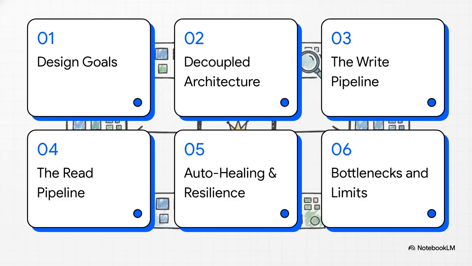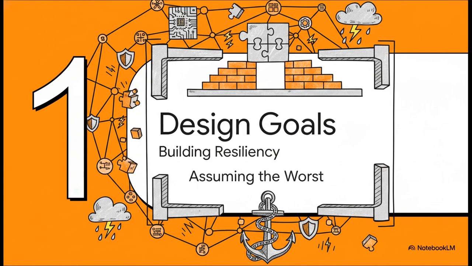Okay, so here is our roadmap for today. We'll be hitting 1. Design goals for web scale. 2. The decoupled architecture. 3. The write pipeline. 4. The read pipeline. 5. Auto healing and resilience. And finally, we'll wrap up with 6. System bottlenecks and limits. All right, starting with Section 1, Design Goals for Web Scale, Building Resiliency in Software.